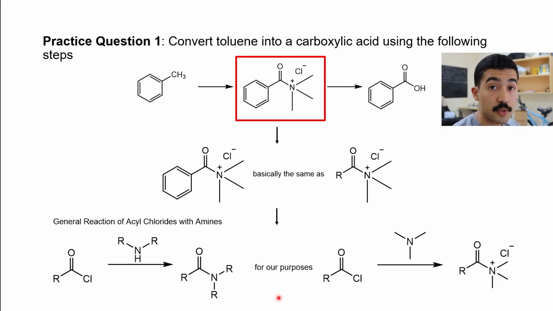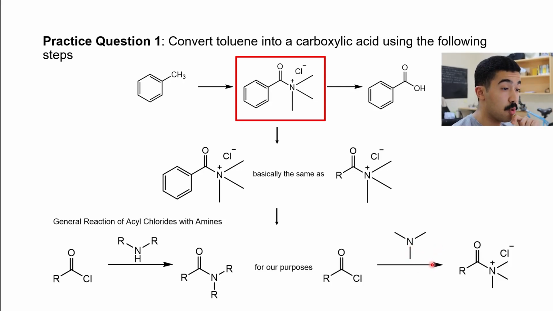But for our purposes, we're only really interested in converting some acyl chloride into the following. Okay, where all of these R groups are essentially CH3s. As we can see here, this is a CH3, this is a CH3, and this is CH3. So we've successfully identified, okay, we can convert an acyl chloride into this amide using N(CH3)3. So NCH3, CH3, CH3, there's 3 of those.